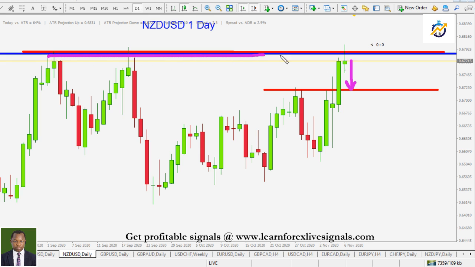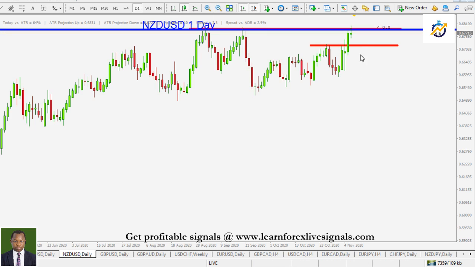So at that particular level of resistance, let's see what's going to happen as the market is going to open, especially that this is an American dollar candidate with the US election in view. All right, so we are more concerned about short opportunity here.